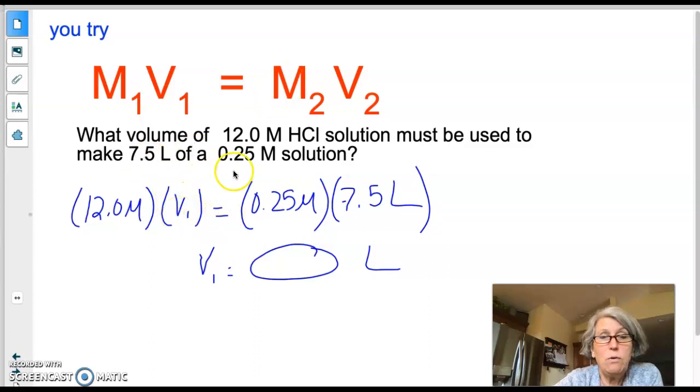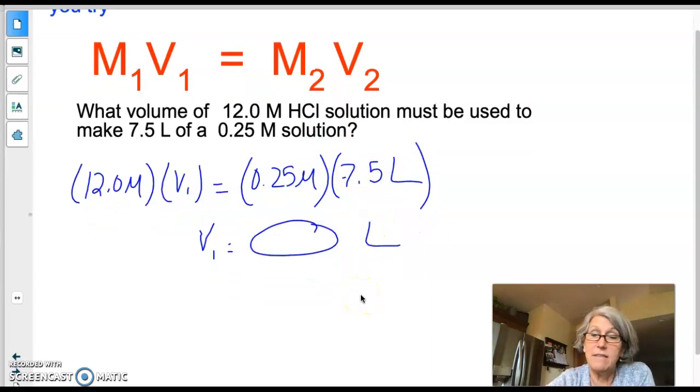And my M2 would be my more diluted concentration, 0.25, and my V2 would be my final volume, the 7.5 liters, okay? So to solve this, I'm going to take 0.25 times 7.5 and divide it by 12, and I would know the volume of that 12 molar solution I would have to put into a 7.5 liter volumetric flask.